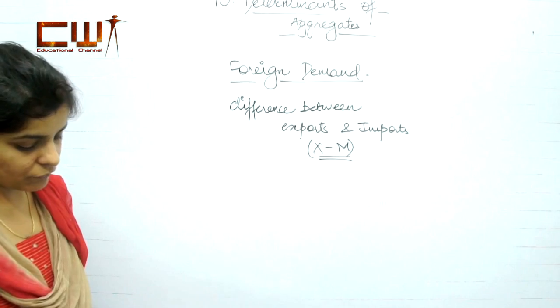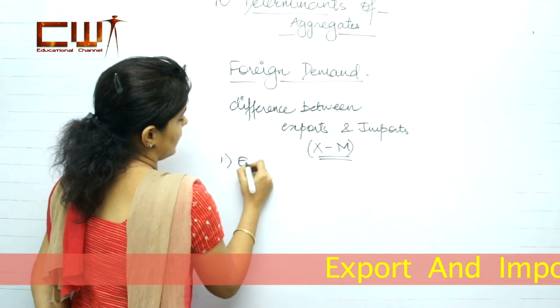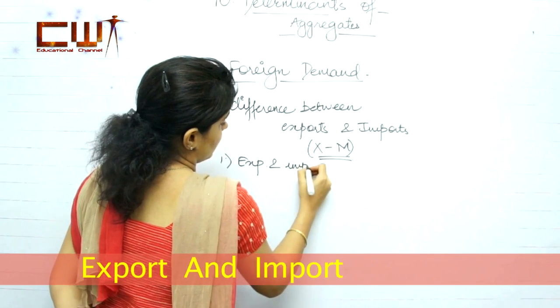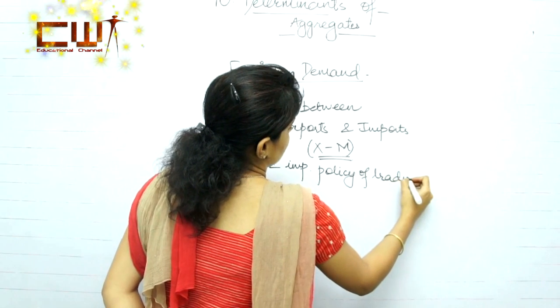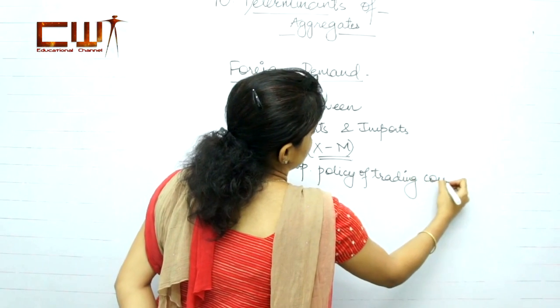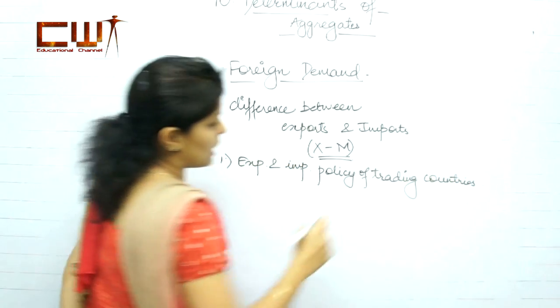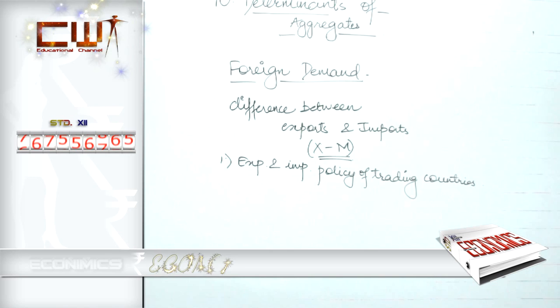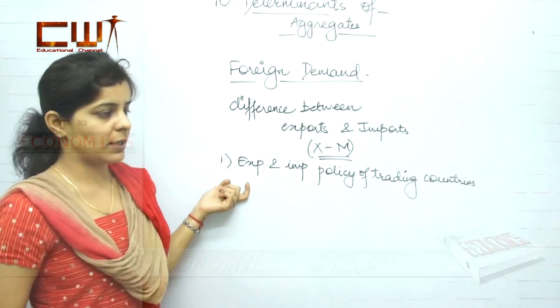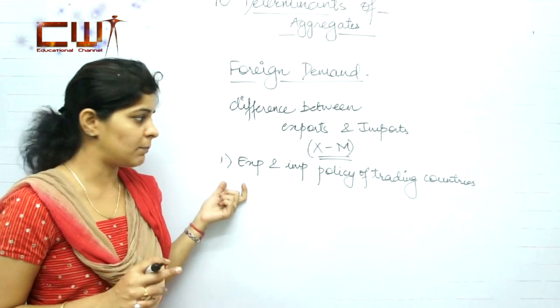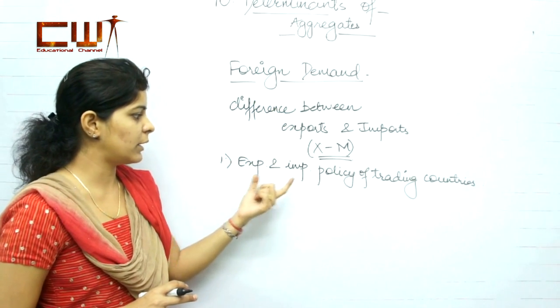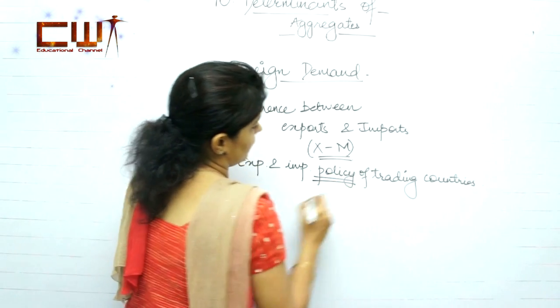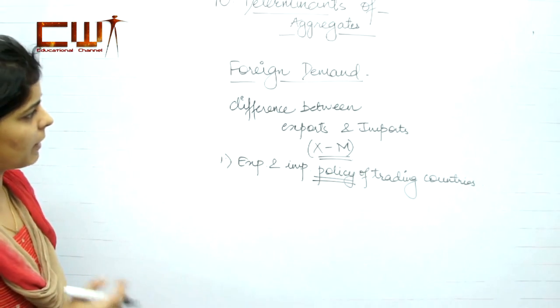There are certain factors that are affecting the foreign demand. First is the export and import policies of the trading country. You have certain limits which are set for the exporting and importing countries, and there are some legal formalities they have to comply with. So the foreign demand depends on the export and import policies. What policies the trading country is following, and accordingly the demand will be less or more.